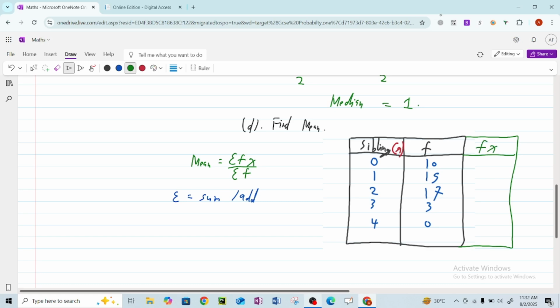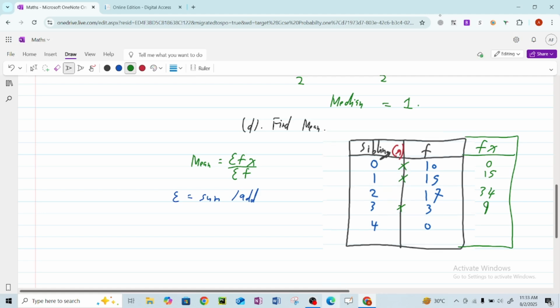What is fx? Fx basically means f multiplied by x. X is your variable in this case. So 0 times 10, that is 0. Then 1 times 15, that is 15. Then 2 times 17, that is 34. Then 3 times 3, that will give you 9. 4 times 0, that will give you 0 again.